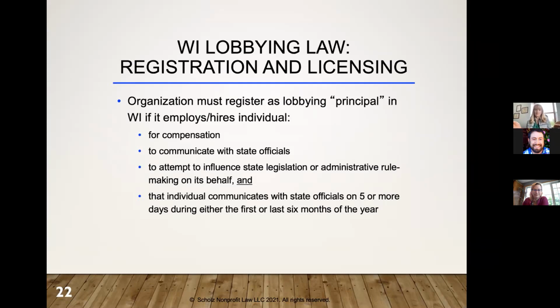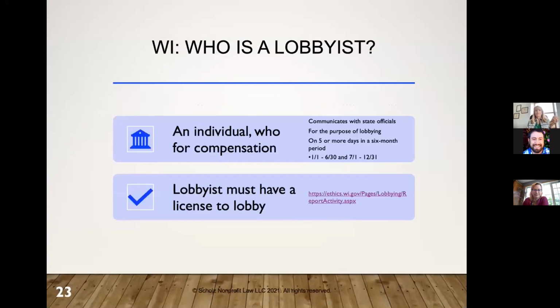And you're probably familiar with this, but you see many organizations that have lobby days where they bring busloads of people to the Capitol, and you could talk to legislators 16 hours a day, cover the whole Capitol, go to the governor's office, go see cabinet officials. And if you're doing that on fewer than 5 days during that 6-month period, then you are not lobbying. The organization does not need to register as a lobbying principal. So again, just repeating those rules, it's communicating for the purpose of lobbying on 5 or more days. If you meet that test, then we get into needing to register, and there's both registration for the principal and for the lobbyist.